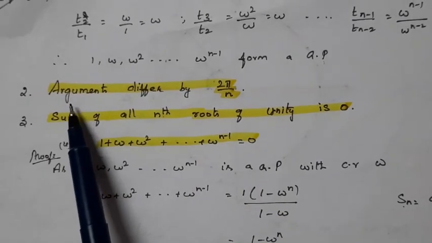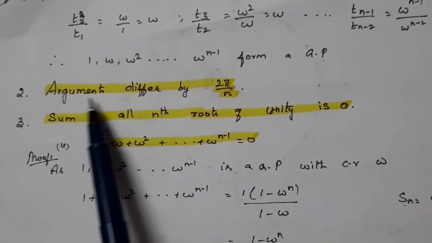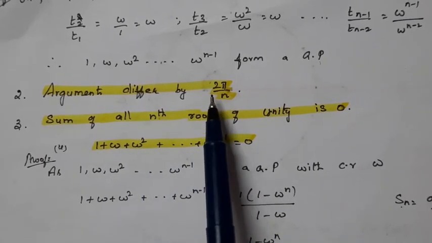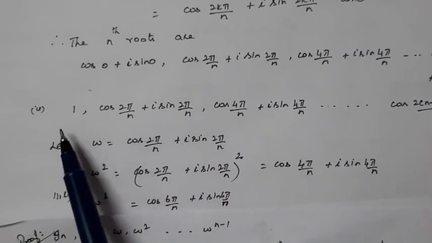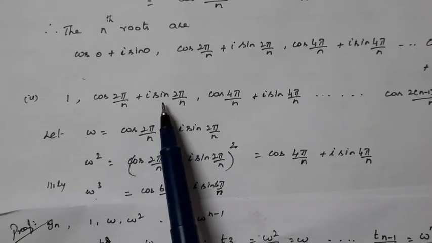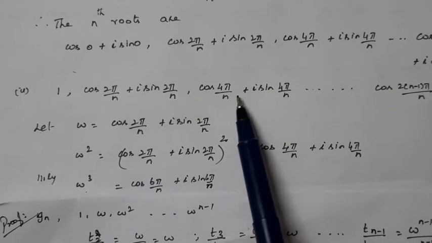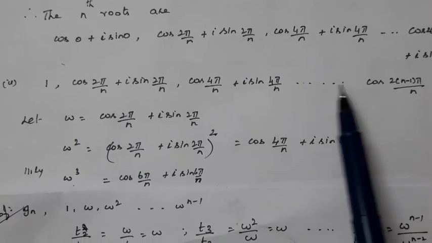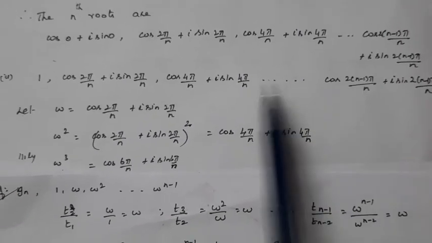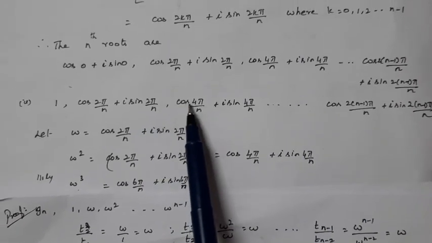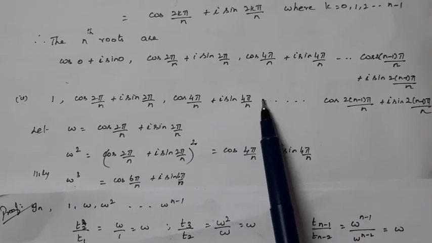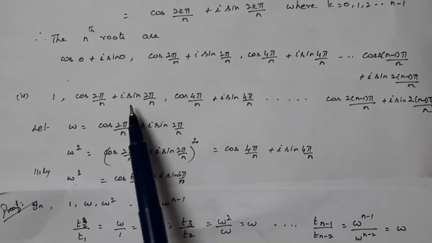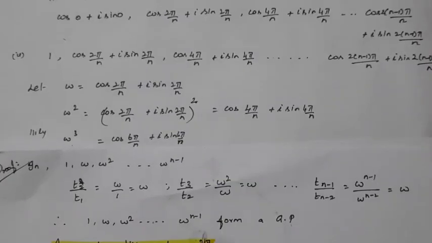Then, the arguments differ by 2 pi by n. Look at the nth roots of unity. What are the nth roots of unity? 1, cos 2 pi by n plus i sin 2 pi by n, which is omega, and this is omega squared, that is 4 pi by n, and the next one will be 6 pi by n, etc. Look at the difference: 2 pi by n, and 2 pi by n plus 2 pi by n is 4 pi by n. 4 pi by n plus 2 pi by n will be 6 pi by n. So, the arguments differ by 2 pi by n. That is the second property.